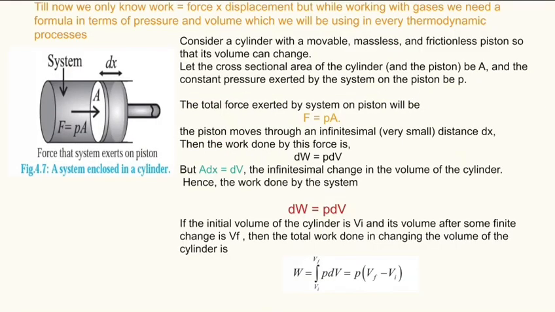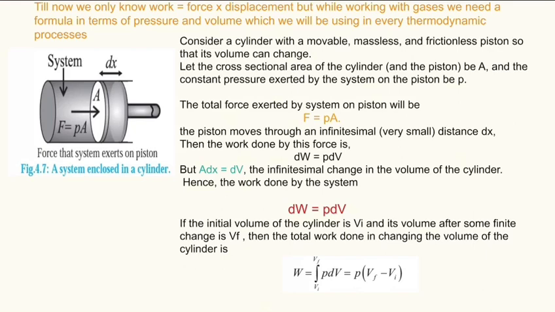Next, we have seen work done is equal to force into displacement, but in thermodynamics we are dealing with gas, therefore we need pressure and volume. So we have to see work in terms of pressure and volume. The equation written in red color, dW is equal to P dV, is a very important equation. Students, we are going to use it everywhere.